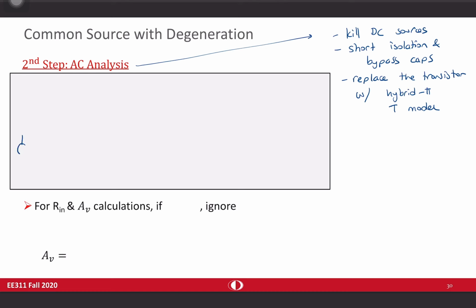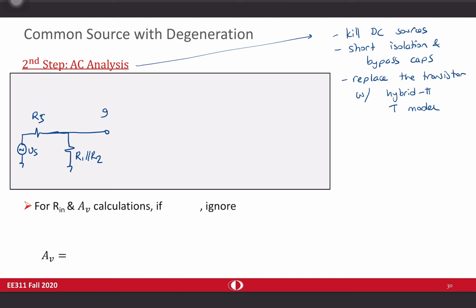We have the voltage source, Vs, the first isolation capacitor is shorted. Then I have R1 and R2. I can draw them as a single resistor with R1 in parallel with R2 resistance. Then we reach the gate of the transistor.